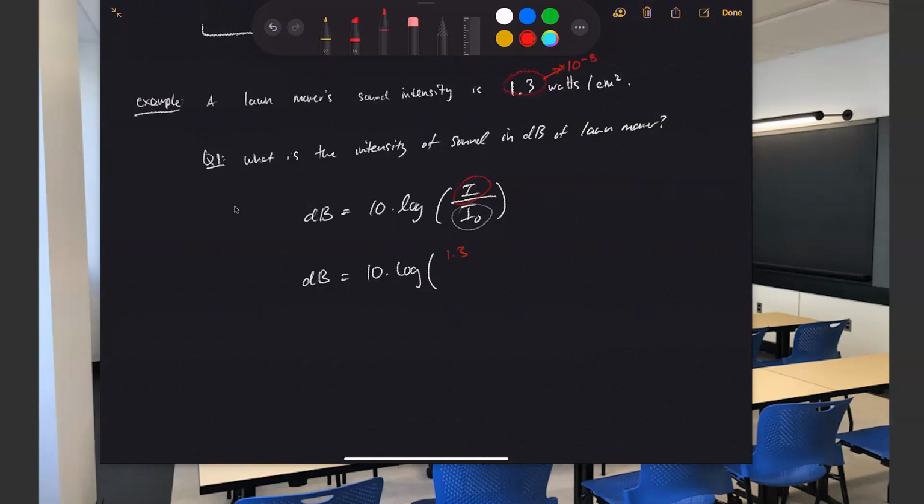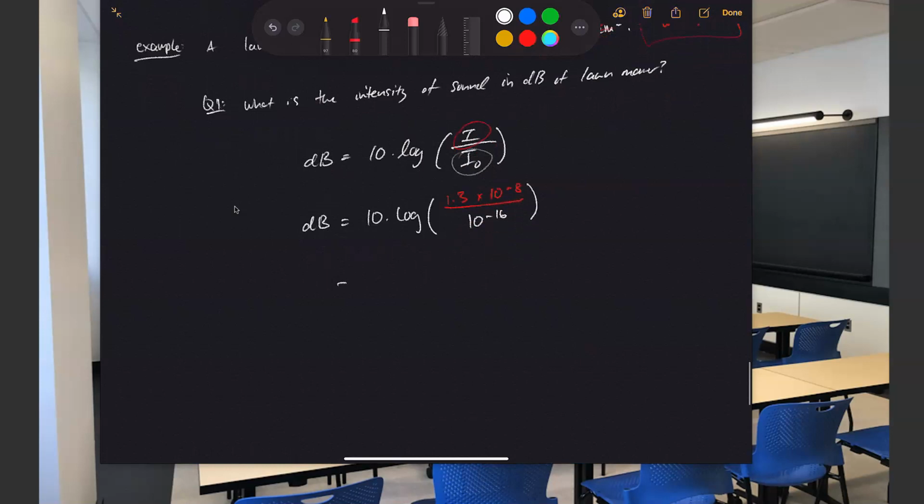Let's rewrite that real quick so we're not confused: 1.3 times 10 to the negative 8th per centimeter squared. Just a little copying error there, so a little pop quiz for you. So 1.3 times 10 to the negative eighth is your input intensity, and the benchmark again is 10 to the negative 16th. Then we can compute this using a calculator.